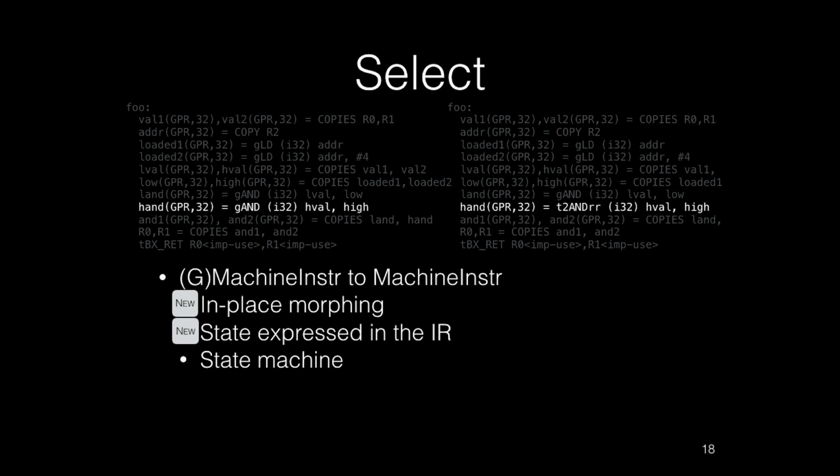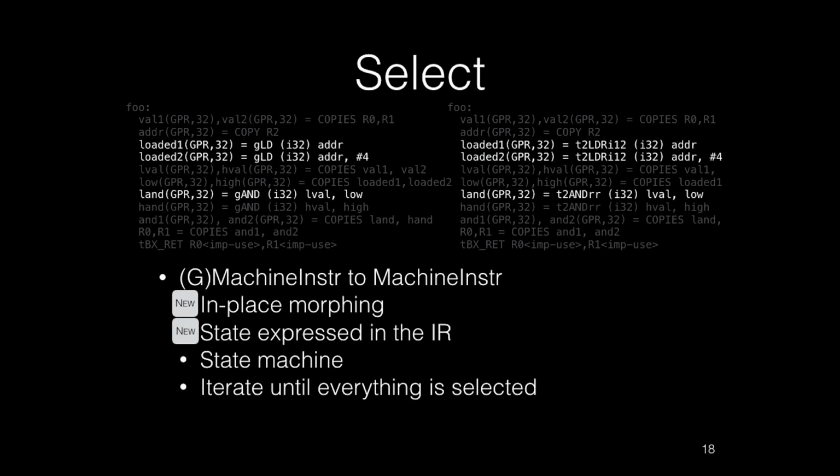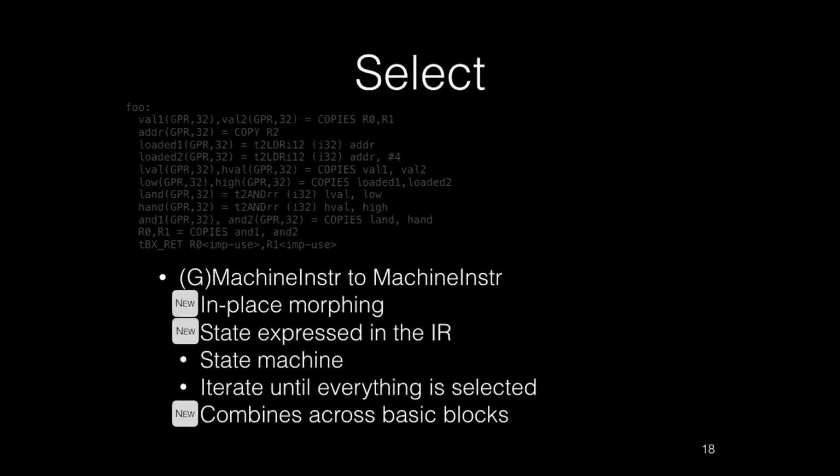Like this existing selection framework, it would be based on a state machine, and it will iterate until everything is selected. Something that is not illustrated in this example, but that I wanted to mention, is that you would be able to do combines across basic blocks. And at this point, you're done. You have your machine instructions with all your target-specific opcodes, and that's the end of the instruction selection process.